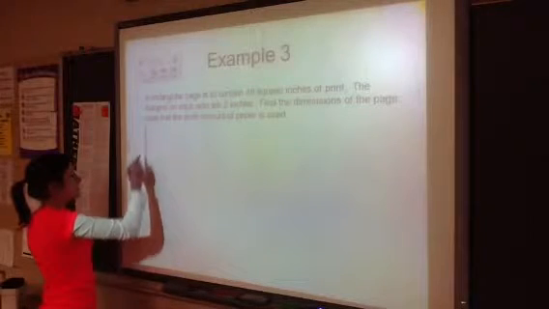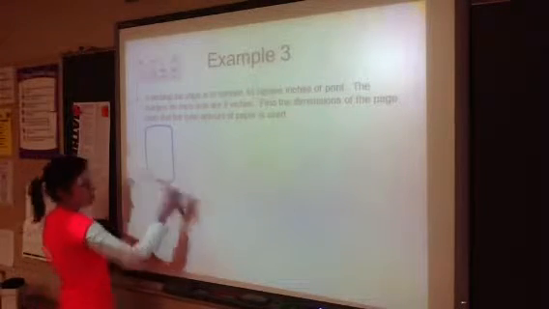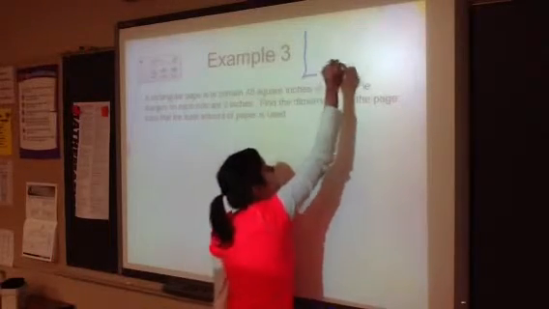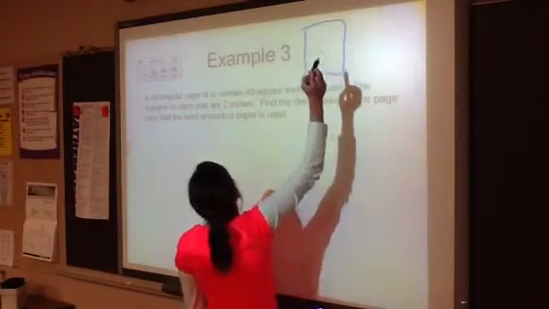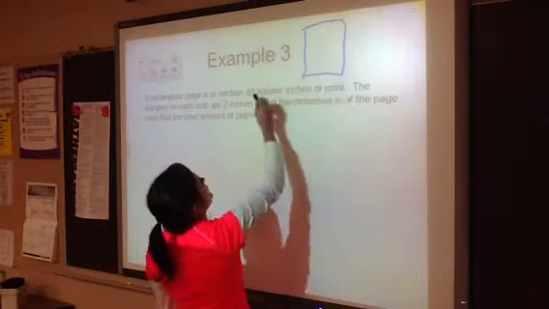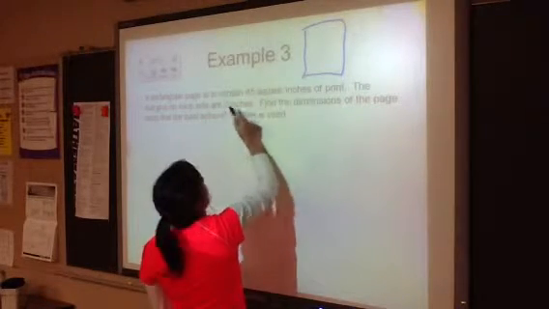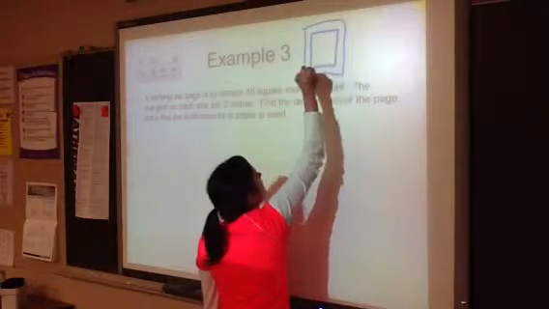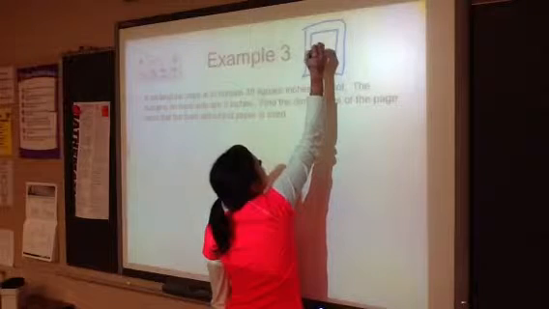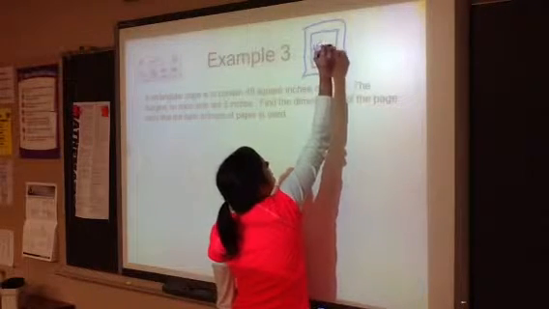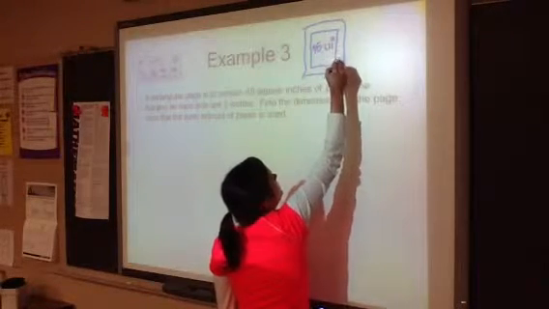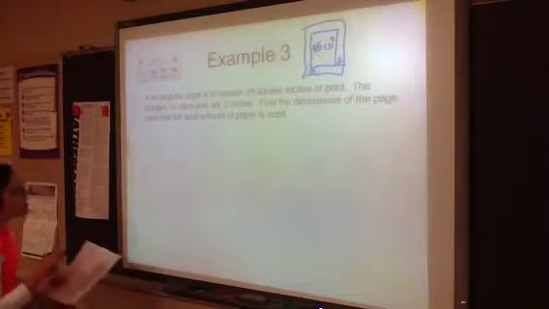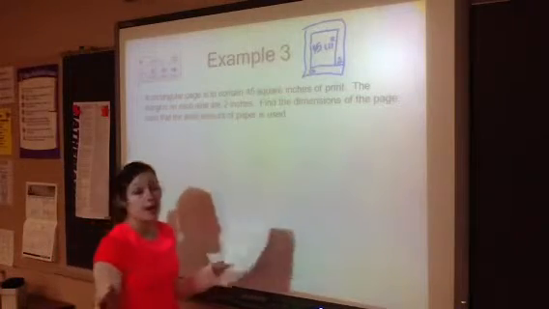So if we draw a picture, maybe I should put my picture up top there. That way it's out of my way so I can do my work all together. Alright, so if we have our page is 45 square inches of print. The margins on each side are 2 inches. So right in here is my 45 square inches. And right here is 2 inches and 2 inches. That's all we know. So find the dimensions of our whole page.